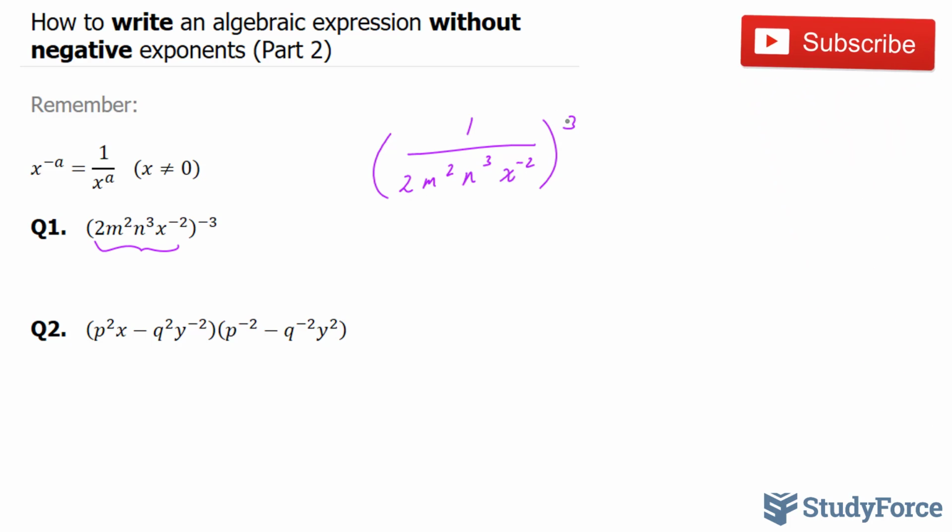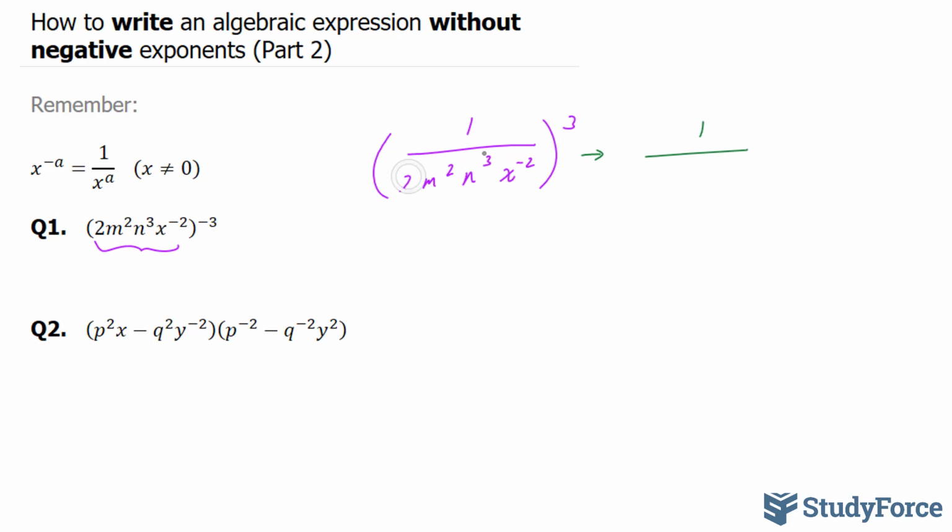1 to the power of 3 still stays at 1. 2 to the power of 3 is 8. M to the power of 2 to the power of 3, you have to use the power of a power rule there. So 2 times 3 is 6, m to the power of 6. N to the power of 3 to the power of 3 is n to the power of 9. And x to the power of negative 2 times 3 is negative 6. That gives us x to the power of negative 6.